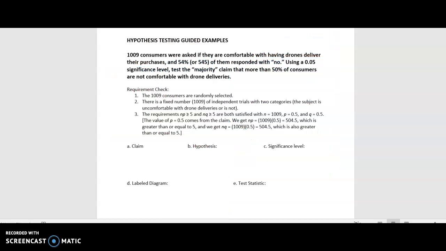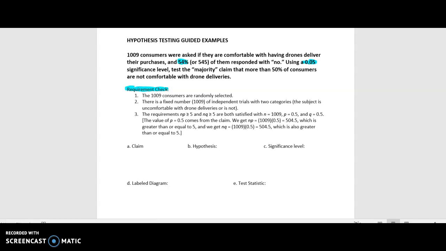Now we're going to jump right into an example for hypothesis testing of a proportion. We have 1,009 consumers who were asked if they are comfortable having drones deliver their purchases. 54%, or 545 of them, responded with no. Using a 0.05 significance level, test the majority claim that more than 50% of consumers are not comfortable with drone deliveries.